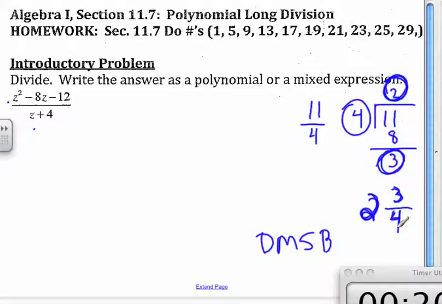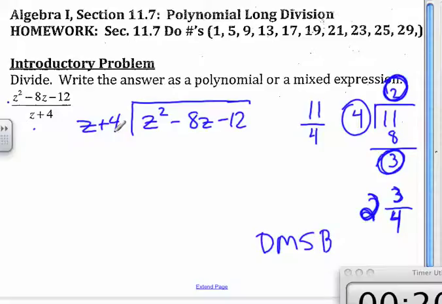First thing is the numerator goes in the house, just like we said, z squared minus 8z minus 12. Okay? The denominator goes outside the house, z plus 4. Now this is the only place where it's a little bit different. When I divide, I'm just going to look at the front term here, the z. And I'm going to ask myself a question. Z times what gives me z squared? Z times z gives me z squared. Now you'll notice I wrote the z over the z squared term inside the house. That's just the way we organize it.